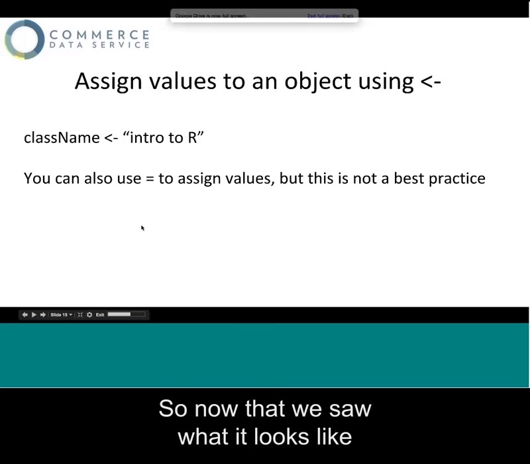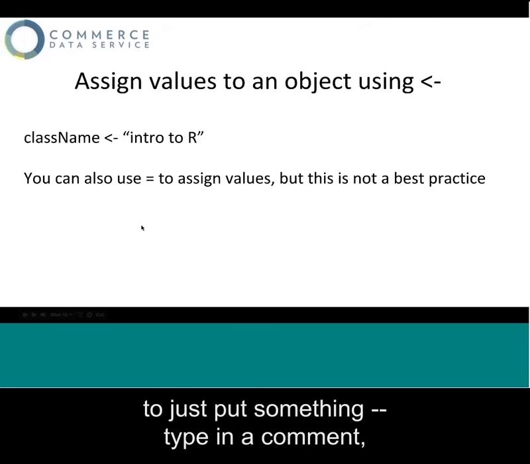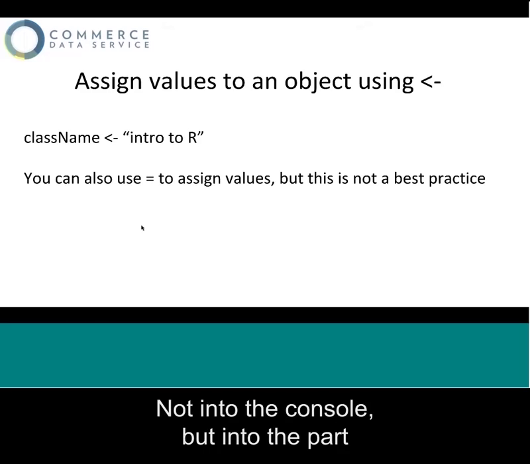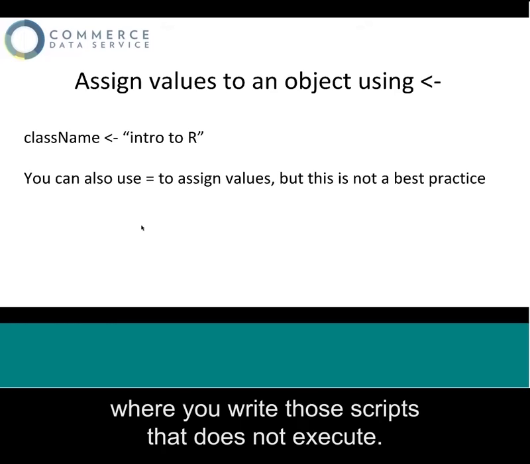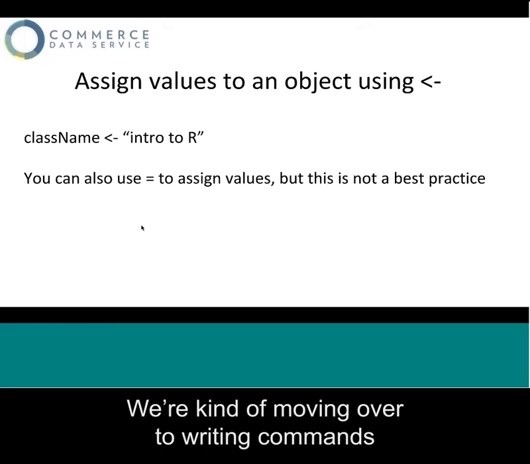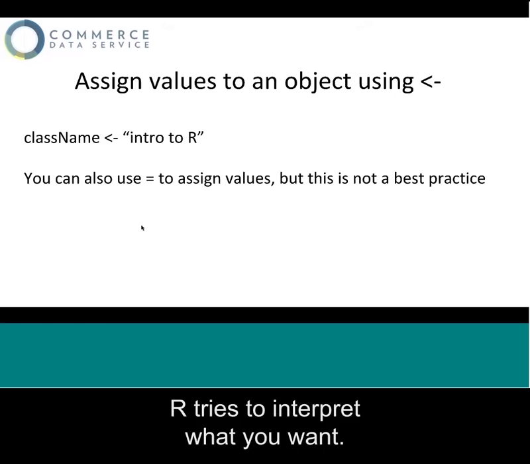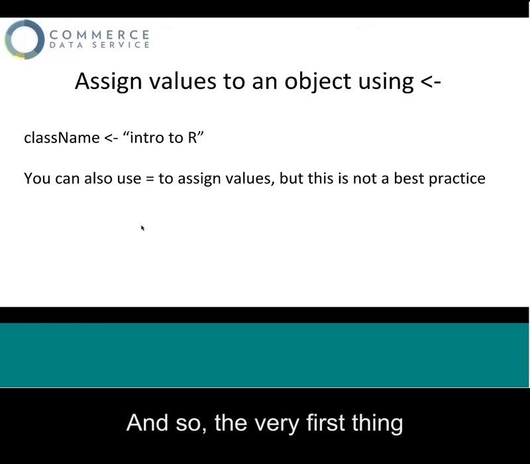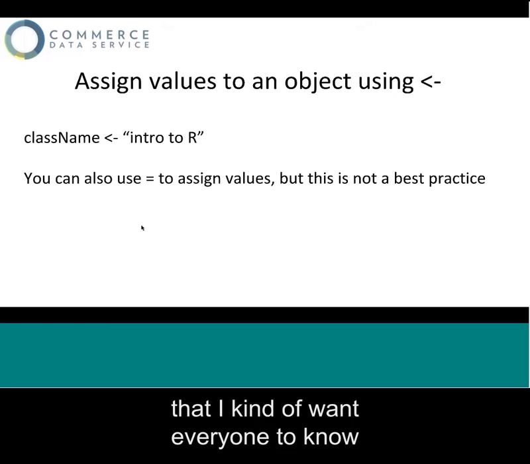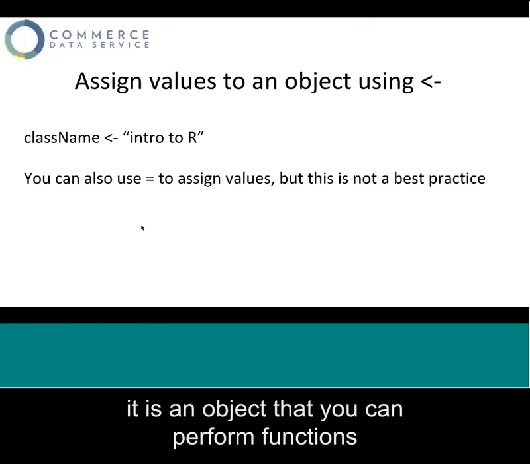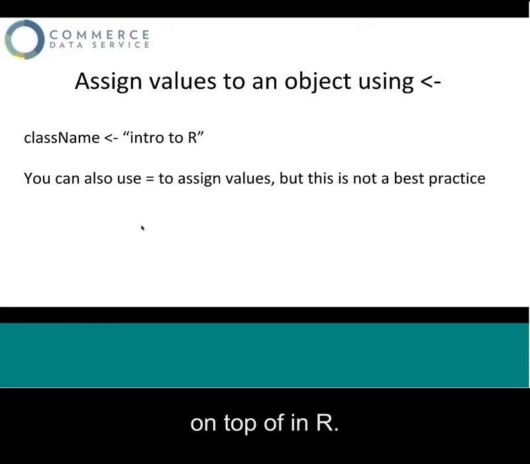Okay, so now that we saw what it looks like to type in a comment, which means putting text not into the console, but into the part where you write scripts that does not execute, we're moving over to writing commands that actually do execute. R tries to interpret what you want. The very first thing that everyone needs to know is, we talked about objects, it is a data structure. It's an object that you can perform functions on in R.